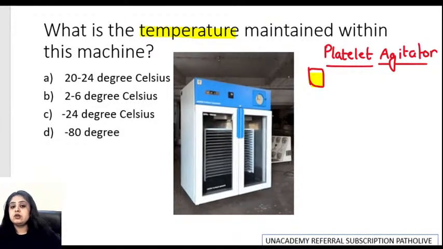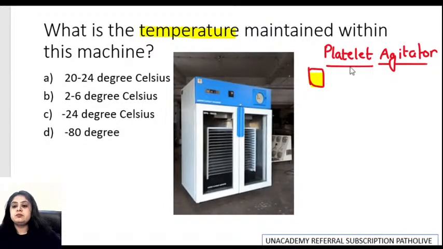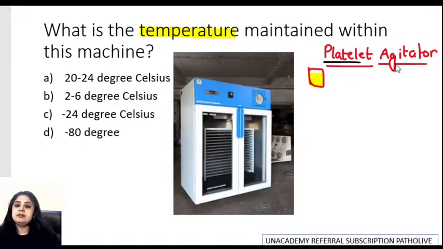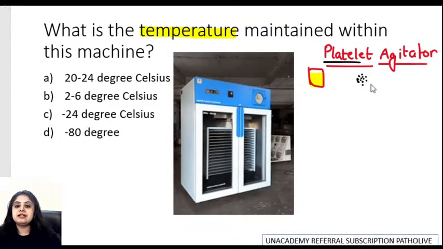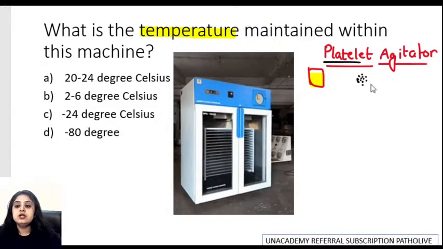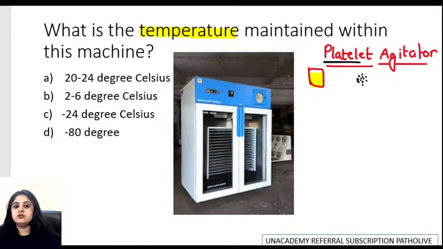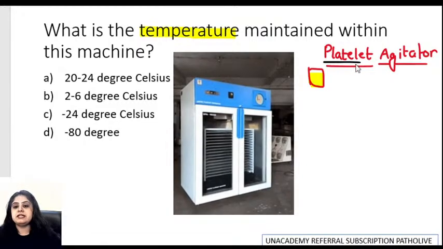Why do the platelets constantly have to move? Because please remember, if you don't agitate the platelets, they'll start clumping, they'll start aggregating, and the platelets which will be given to a patient should not be aggregated in this way. So you want to constantly keep the platelets moving.